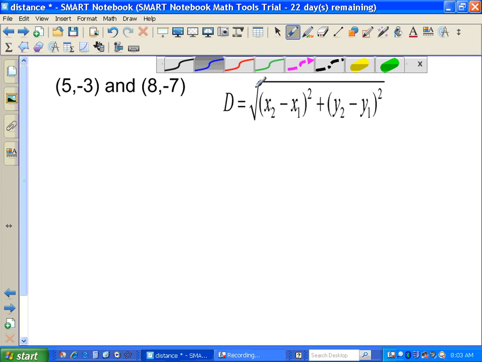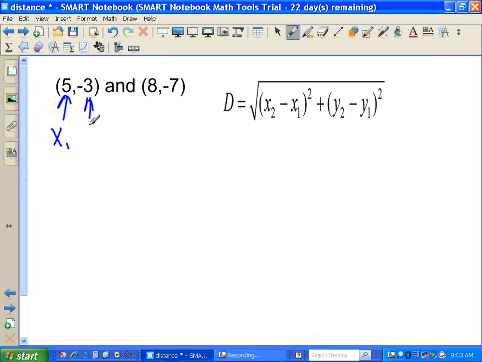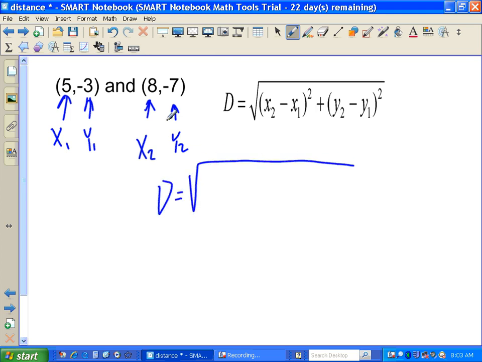There it is. Same story. x1, y1. This takes an extra 14 seconds to write down those coordinates so that you have them so you can just plug in. I recommend it highly. Distance, square root, x2 is 8, minus x1, which is 5. Square those. Plus y2, which is negative 7, minus negative 3, squared.